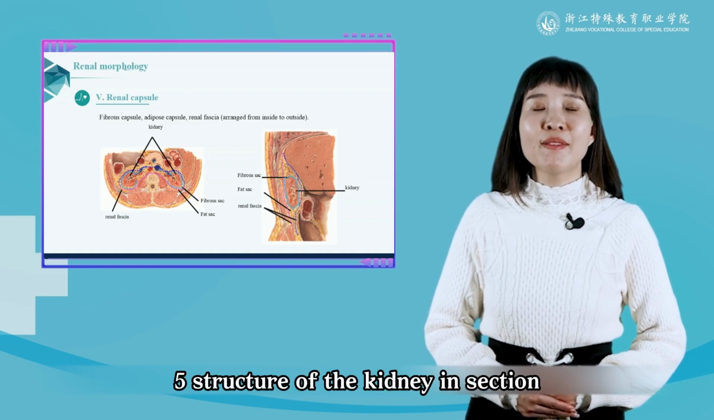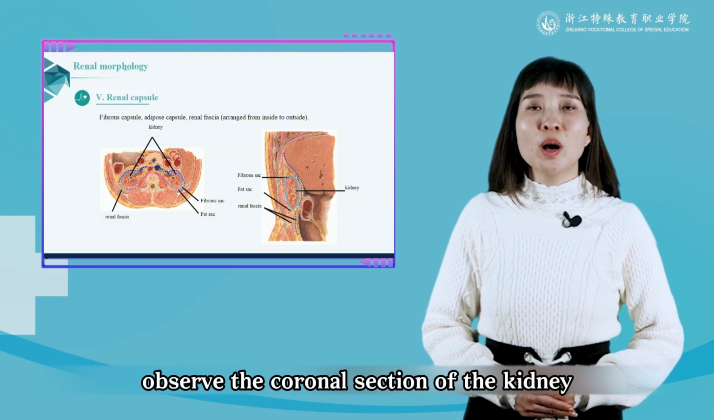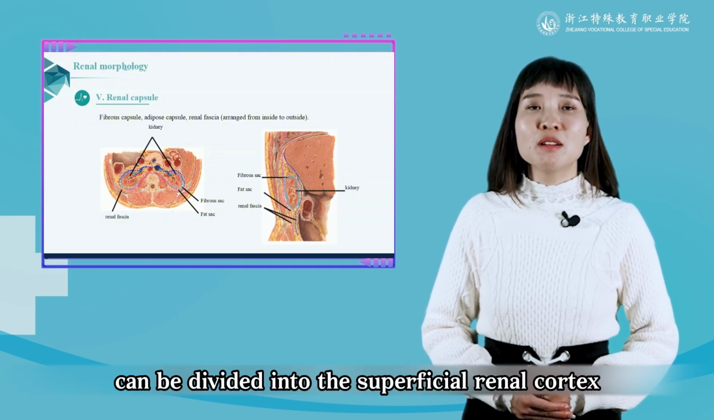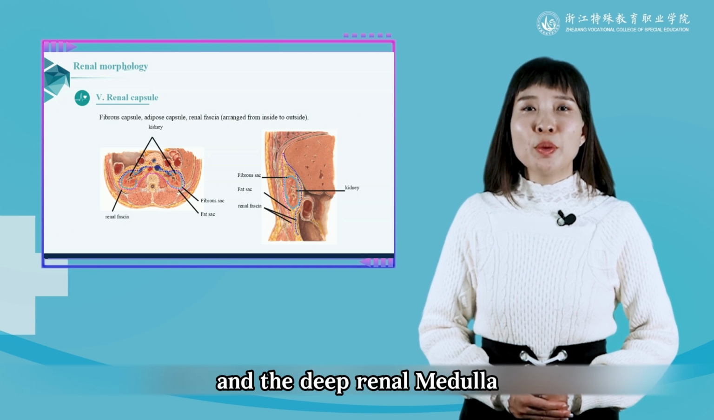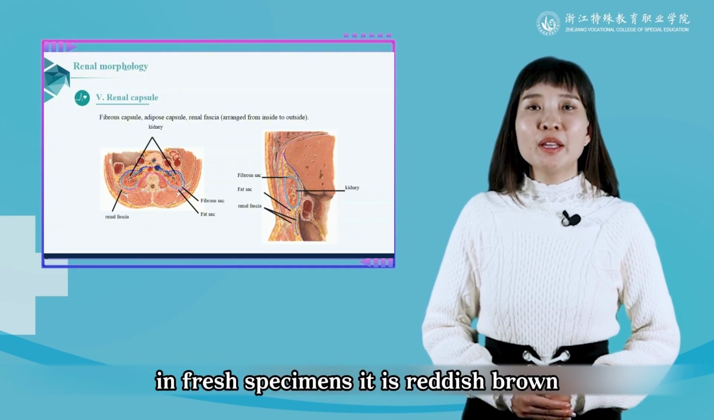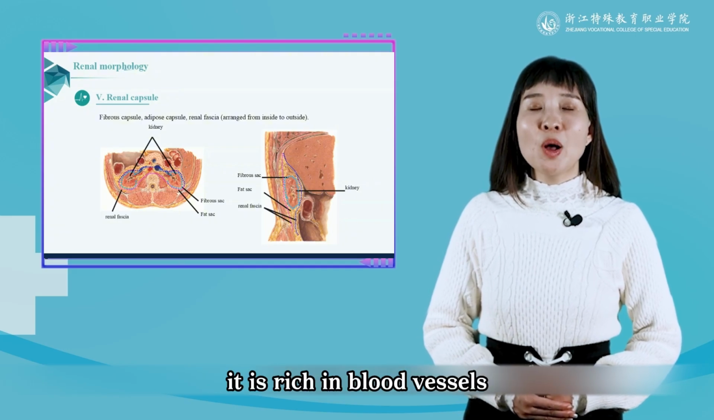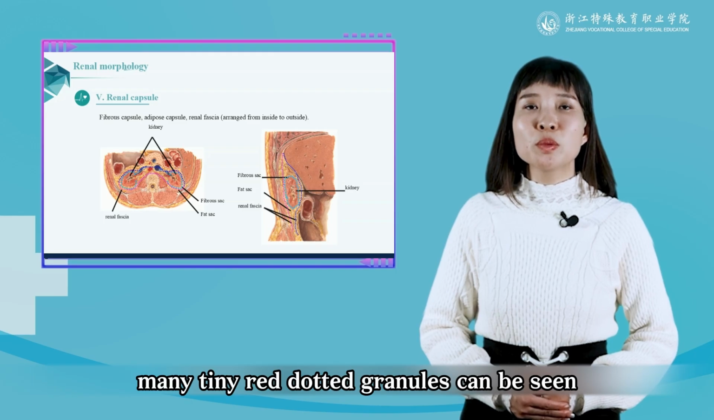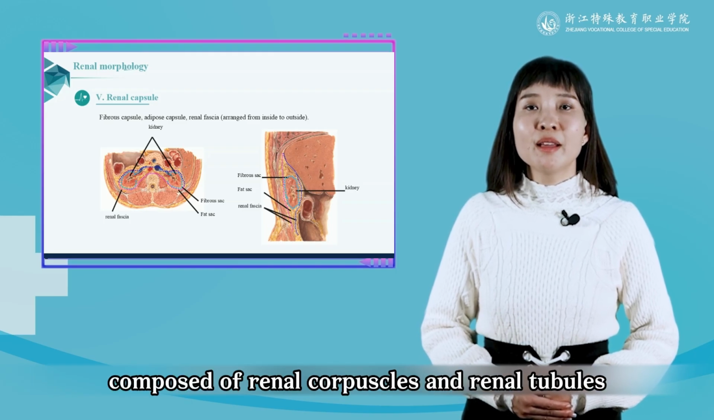5. Structure of the kidney in section. Observe the coronal section of the kidney. The renal parenchyma can be divided into the superficial renal cortex and the deep renal medulla. The renal cortex is about 1 to 1.5 centimeters thick. In fresh specimens, it is reddish-brown. It is rich in blood vessels. Many tiny red dotted granules can be seen, composed of renal corpuscles and renal tubules.